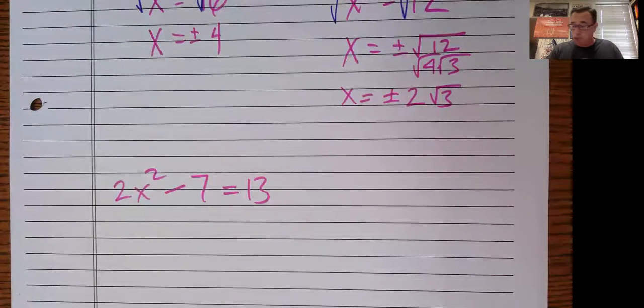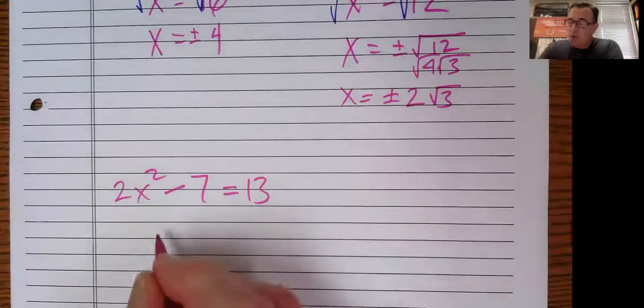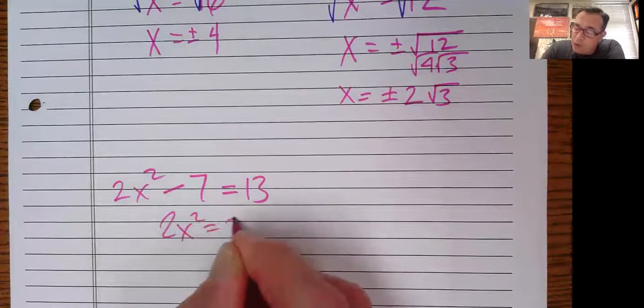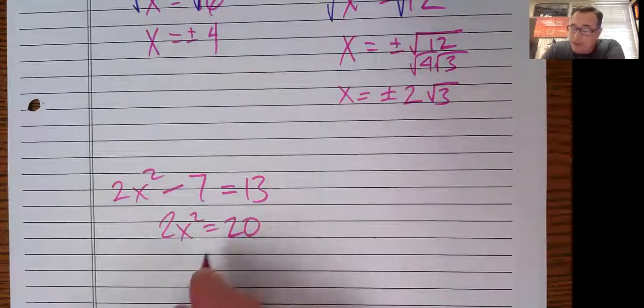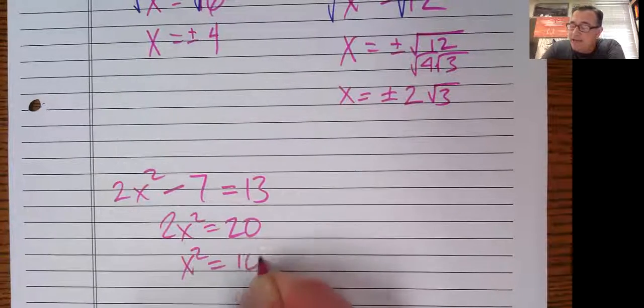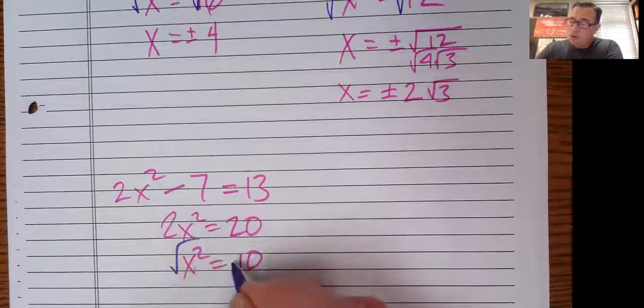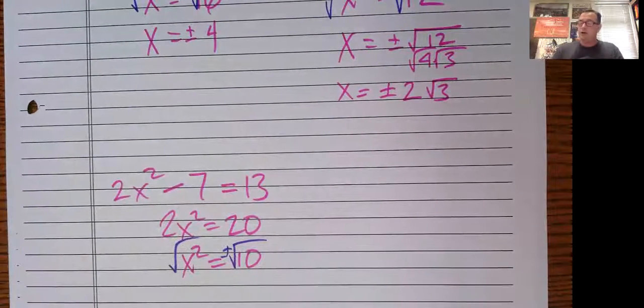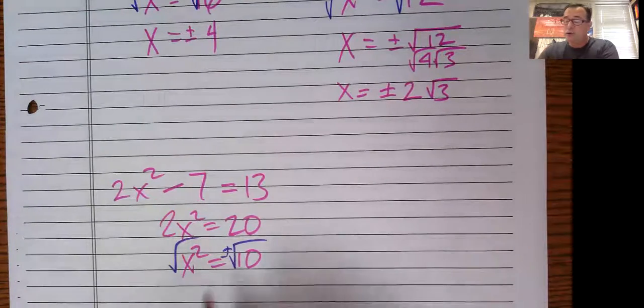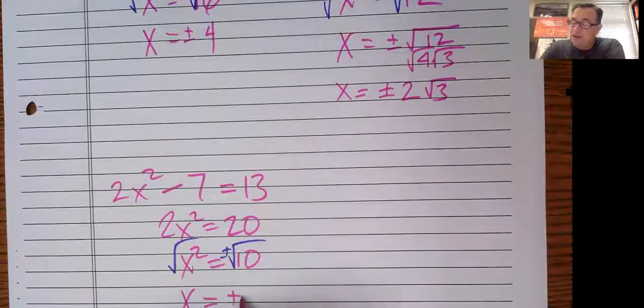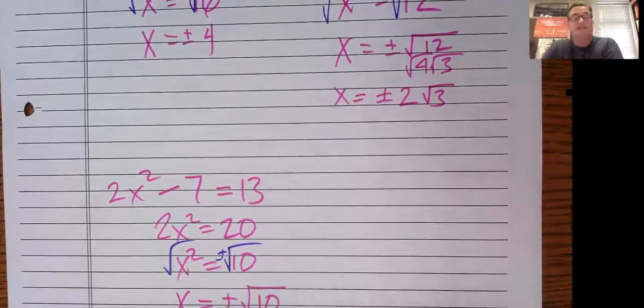So here's what we do. I'm going to add 7 to both sides. We'll get 2x squared is equal to 20. I'll divide both sides by 2. I get x squared is equal to 10. And then if I extract the square root, we include our plus and our minus here. Great thing about 10, it only breaks down into 5 and 2, so there's nothing I can do. My final answer for this is that x is equal to the positive and negative square root of 10.